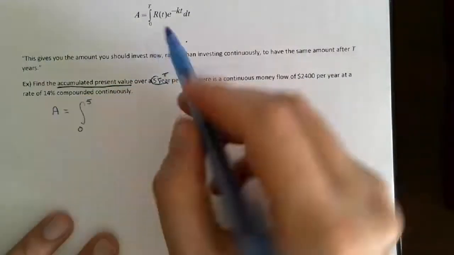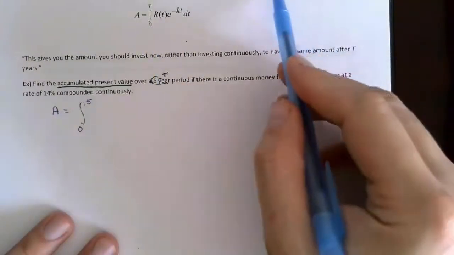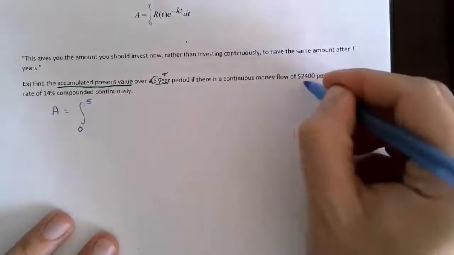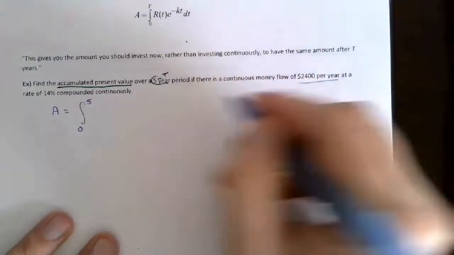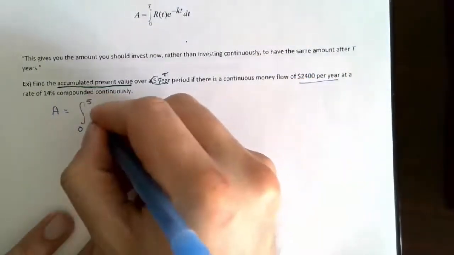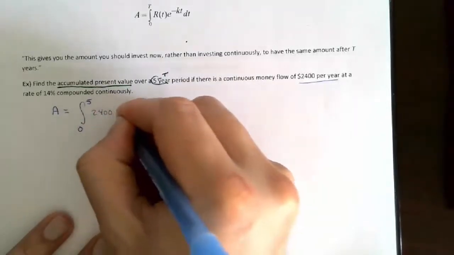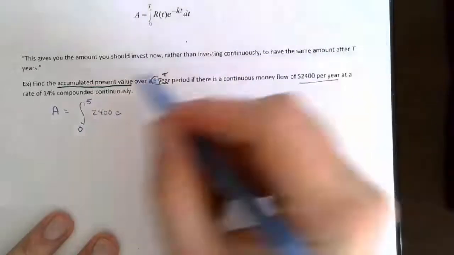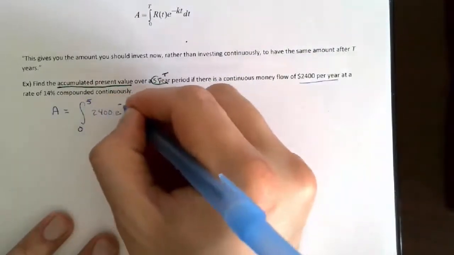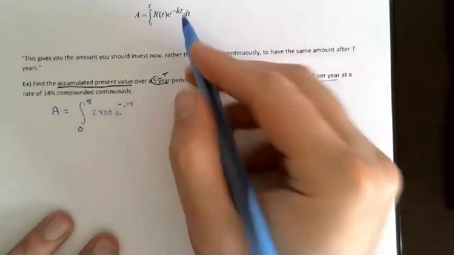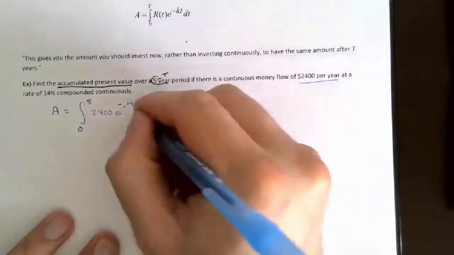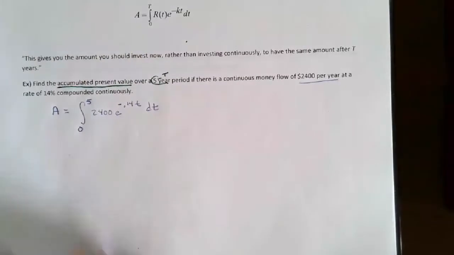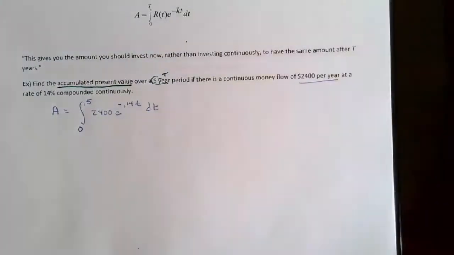Of R of T, remember, that's the amount that you would invest continuously. The continuous money flow is $2,400 per year, so this would be 2,400 e to the negative kt. What's k going to be? If it's 14%, it's going to be negative 0.14, the negative because the formula has a negative. And then make sure you have the lowercase t dt. Remember, that's the variable we're integrating with respect to. Don't sub 5 into there.